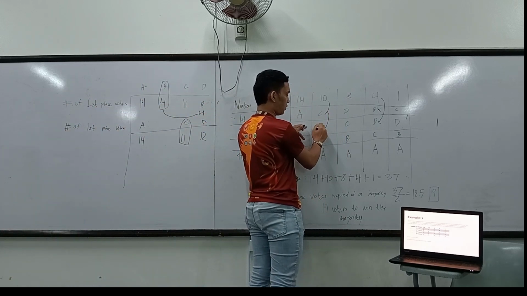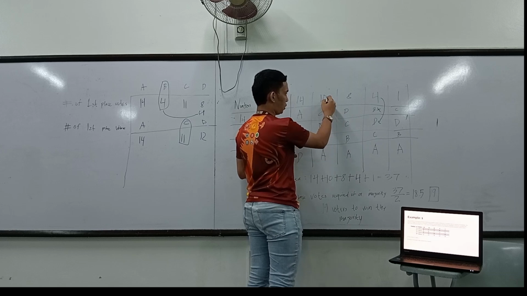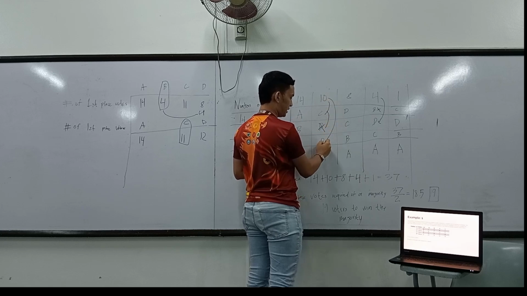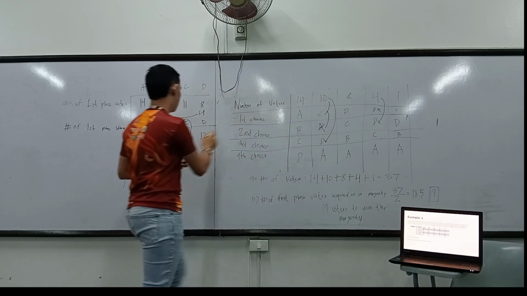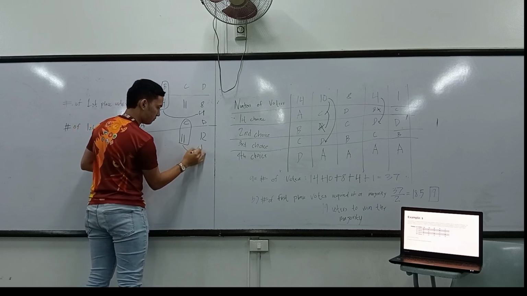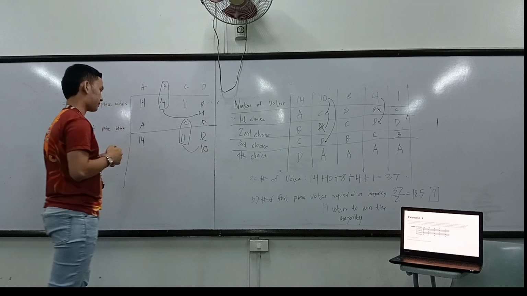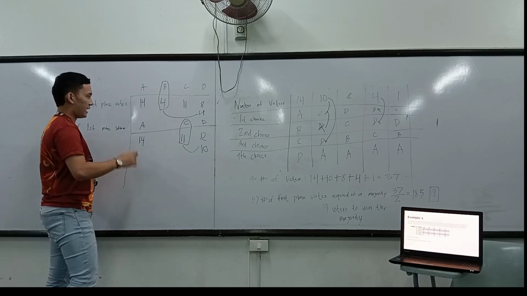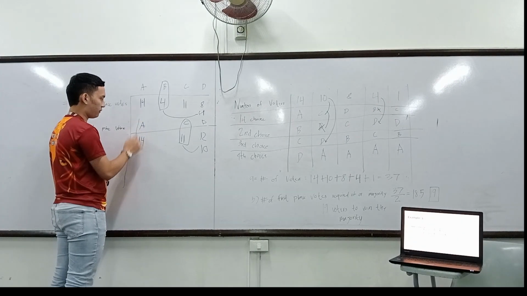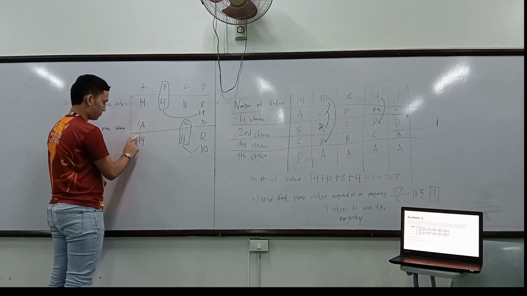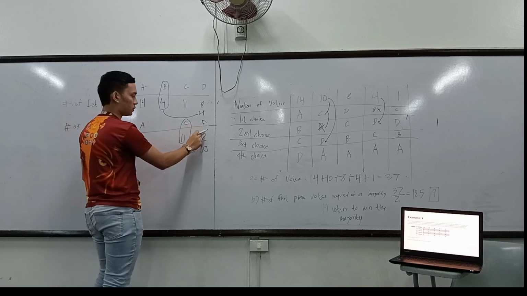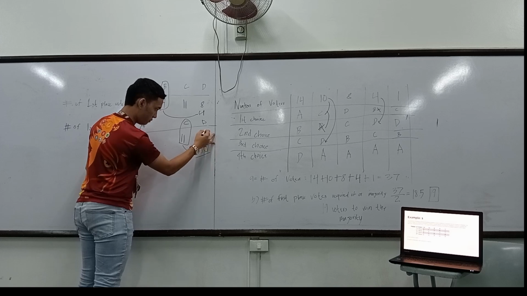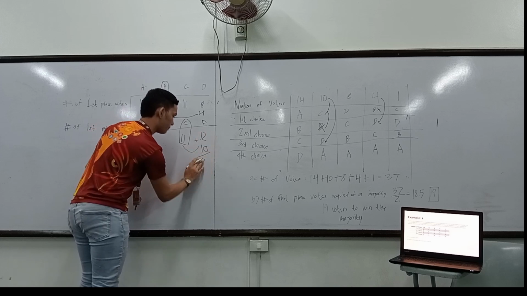So candidate B is also eliminated, so it should be removed. So the candidate C votes would pass to candidate B, who got 10 votes. So as you can see, it has a total of voters. A got 14 votes. B, 12 plus 10, is equal to 22.